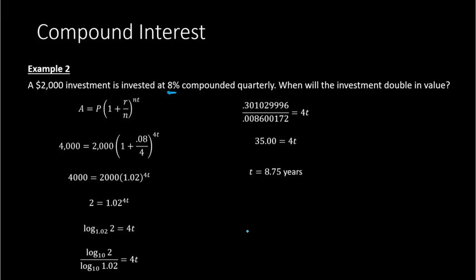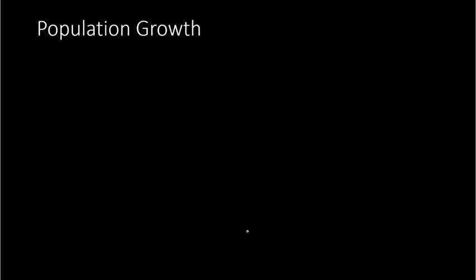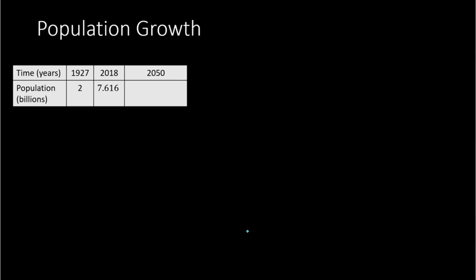Another application of exponential growth or decay is with population growth. So population growth is exponential by nature. So for example, these are actual numbers, by the way, where in the entire world, in 1927, the population was 2 billion. In 2018, the population is 7.616 billion.